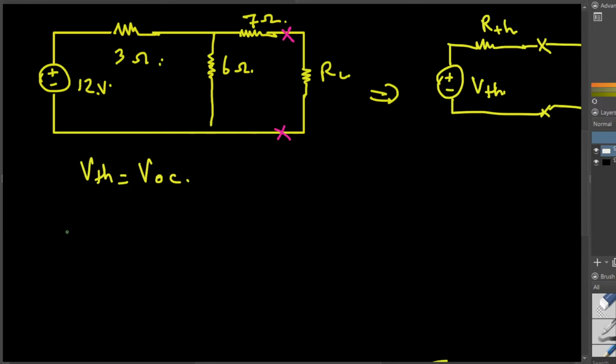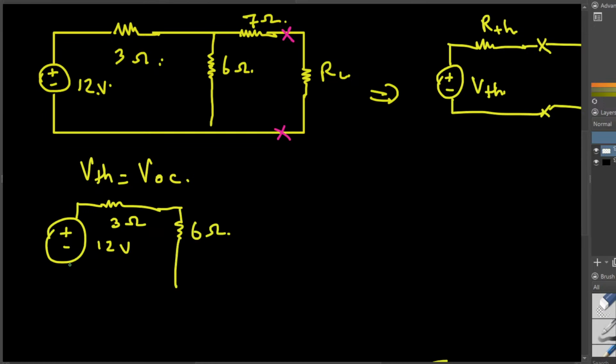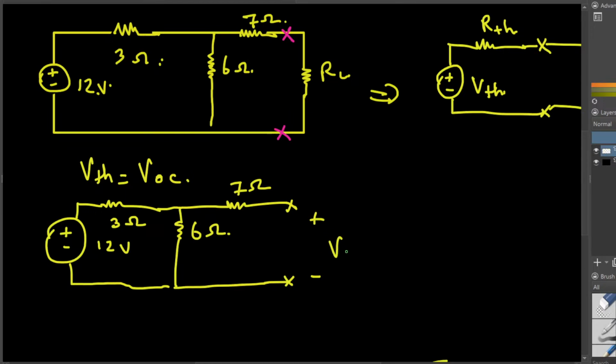For that, I'm going to redraw this circuit. Let's redraw the 12 volt source and then the 3 ohm resistor and then the 6 ohm resistor, and we cut off the load resistance, and here we are going to have the 7 ohm resistor, and it's going to be open like this. And this is the voltage in the open circuit.